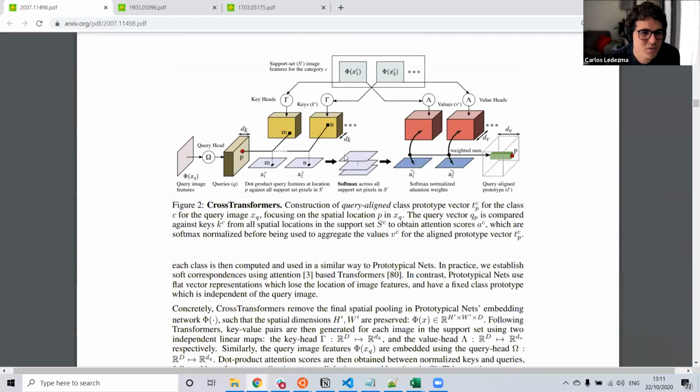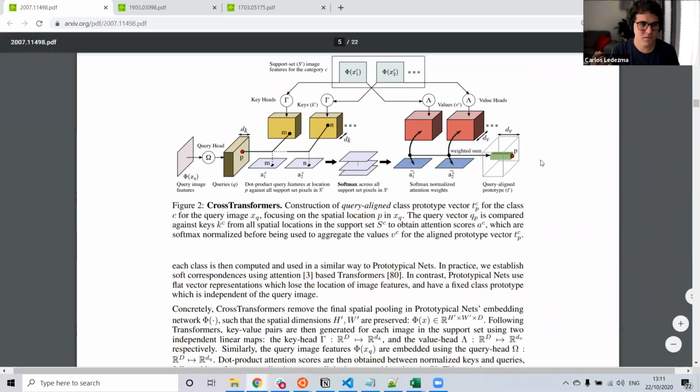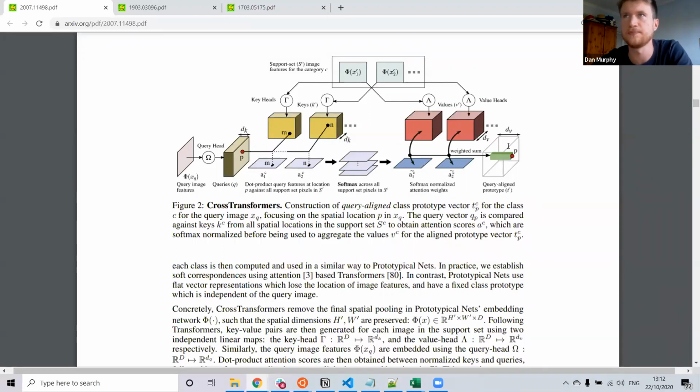So you have a prototypical net giving you an embedding, and then a transformer processing all the embeddings to give you the prototype. Yep. So at inference, you just get the output from the prototypical net. Yeah. So you would have to run this for each of the classes and get several query aligned prototypes, and then you run your prototypical net for your query image and pass it through the value head, and then do the distance calculation. I think.